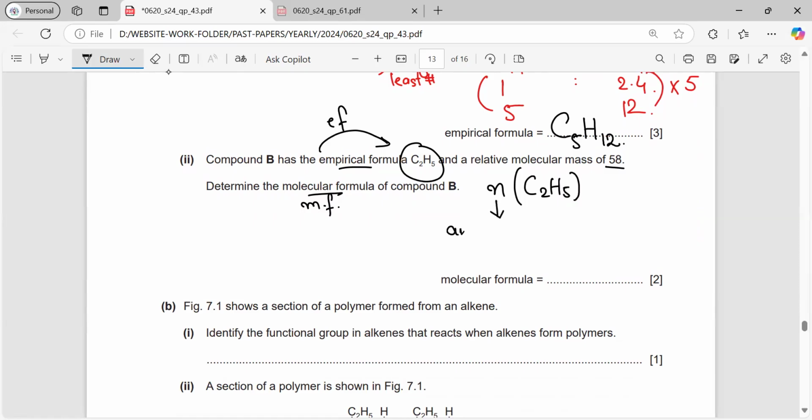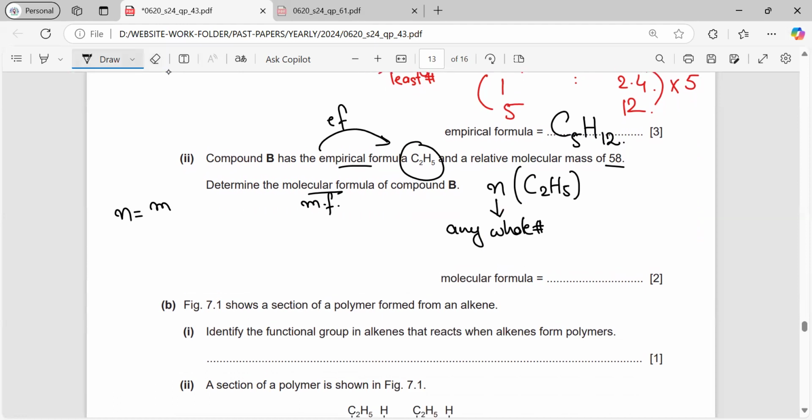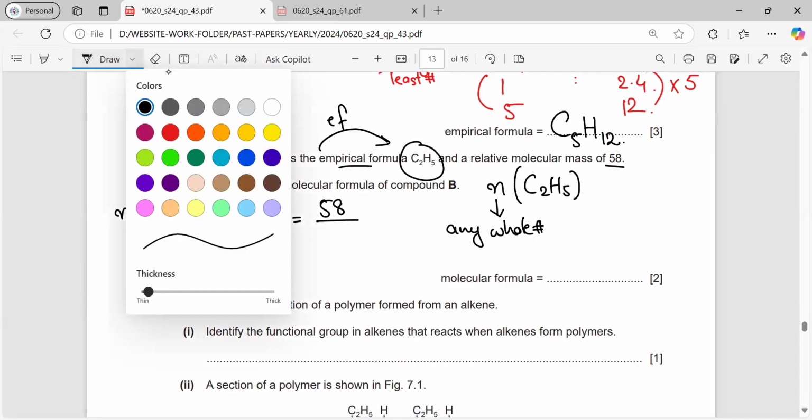This number can be any whole number. We will multiply the empirical formula with n. Now, first of all, we need to find n. To find n, we have to divide the molecular mass by the empirical formula mass. The molecular mass is given in the question, which is 58. And empirical formula mass we can calculate.